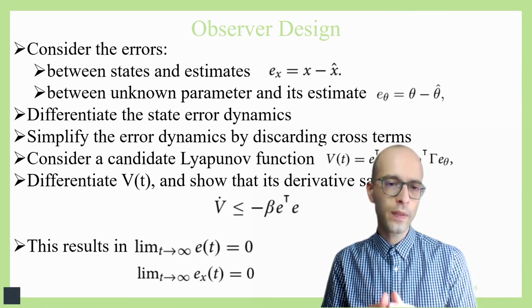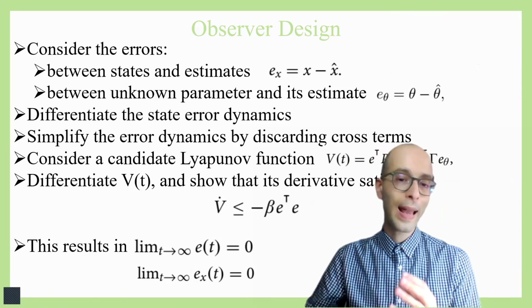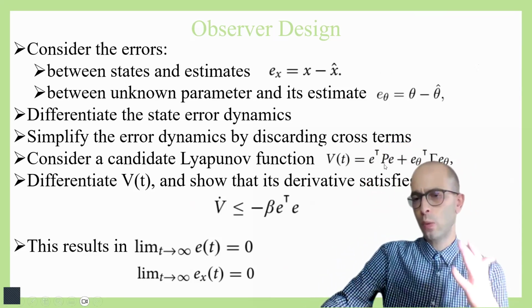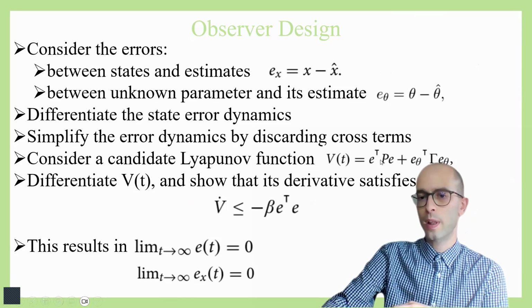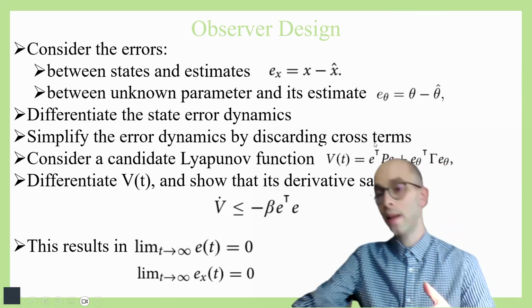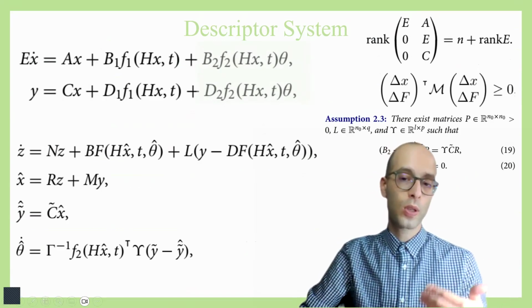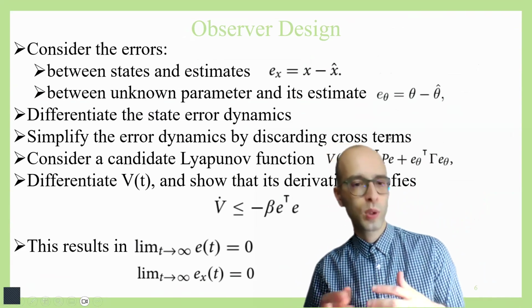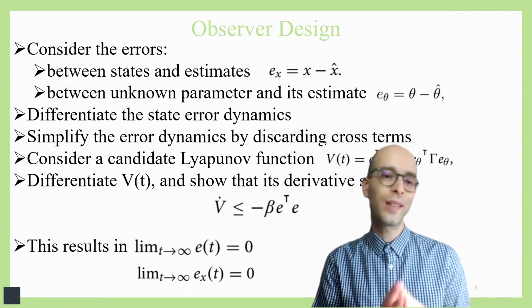After we differentiate the error dynamics and maybe do some simplifications, we consider a candidate Lyapunov function. This is very standard in practice. It's a quadratic Lyapunov function, and the function involves the error for the state and for the parameter as well. We differentiate this candidate Lyapunov function. Again, as we differentiate, we make a lot of simplifications where these algebraic conditions are very helpful. The goal here is to show that the derivative of the Lyapunov function is negative definite.